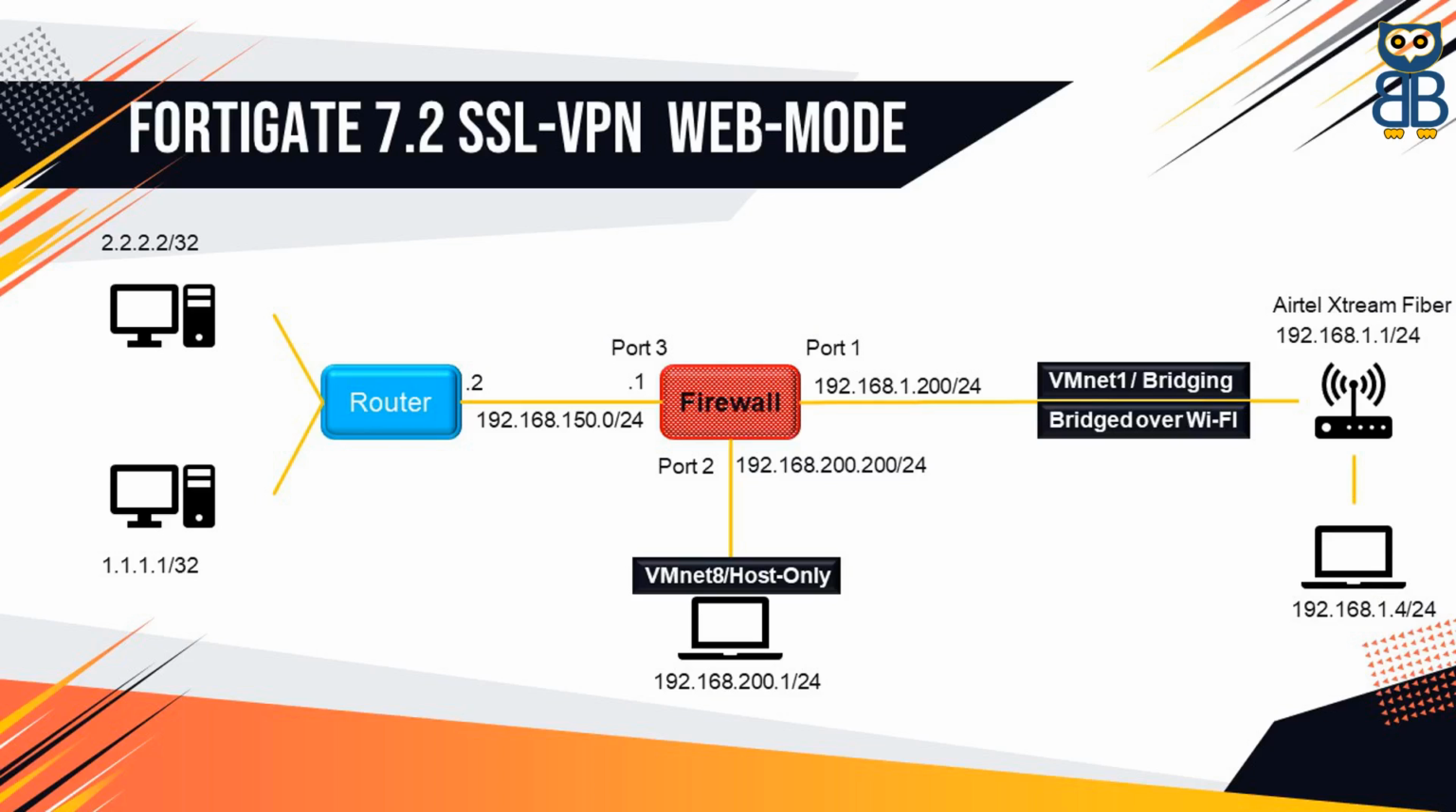So you can see VMnet 1 is based over a Wi-Fi interface, and any device which is part of the EVE-NG simulator will get the IP address from the broadband router. And any device which is connected to the VMnet 8 interface will get the IP address from the 192.168.200.0/24 subnet. So that's how I managed to set up a network, because I have port number 2 and port number 1 on the firewall.